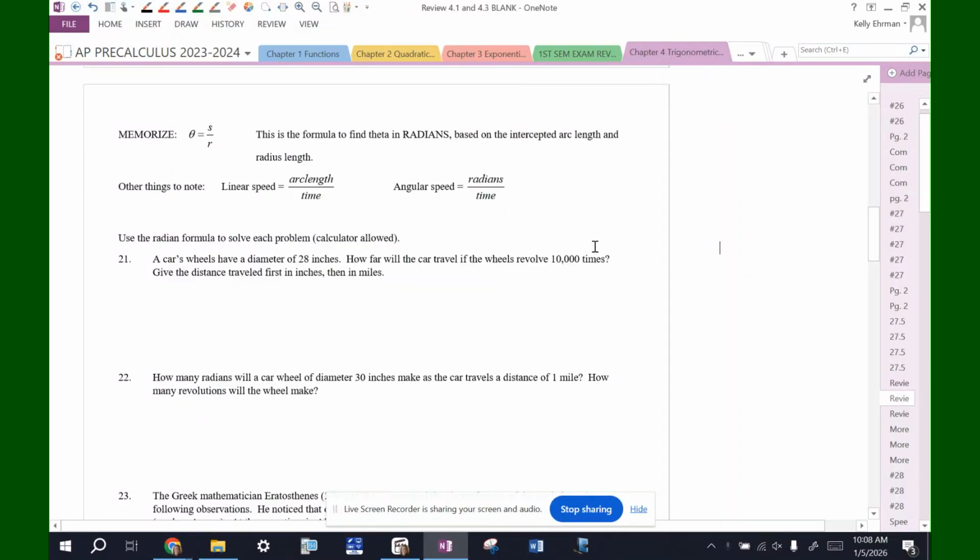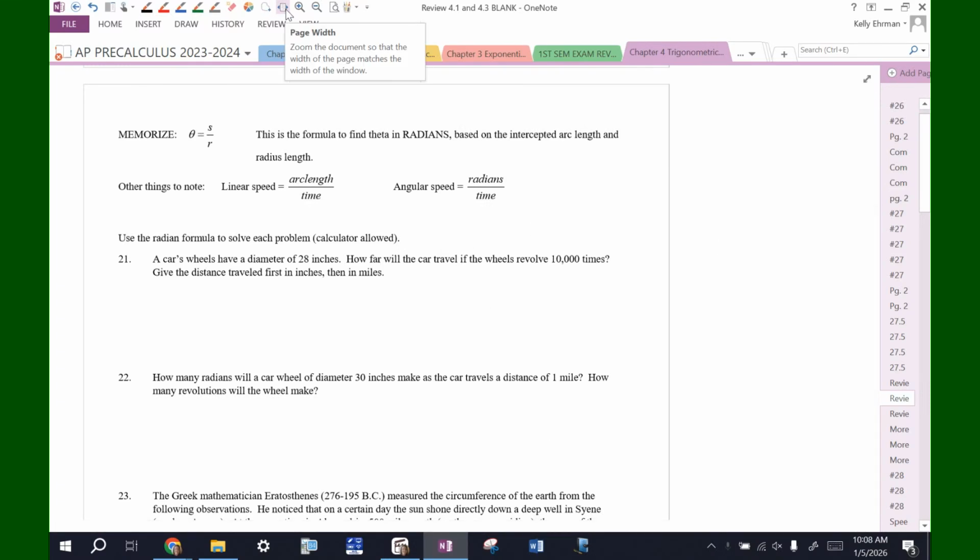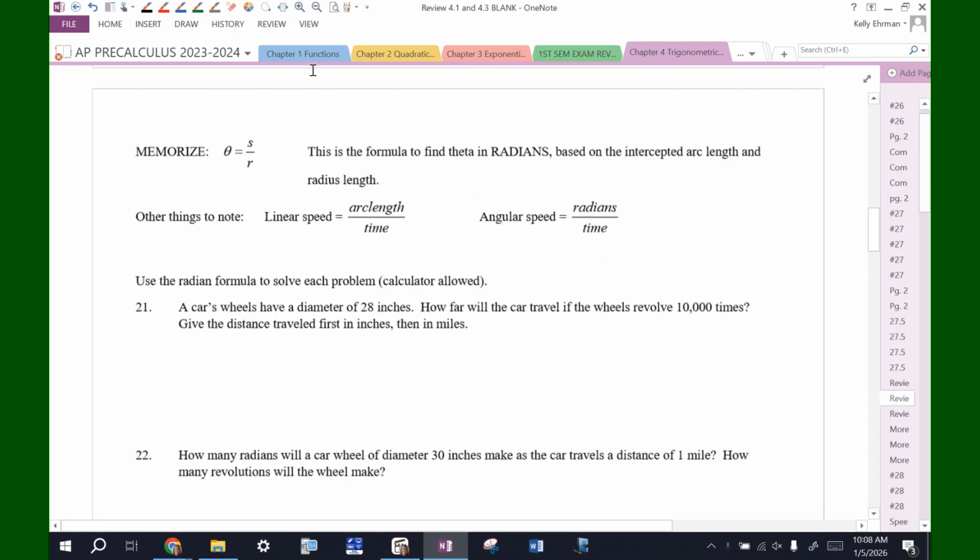All right, this is just the calculator section of the 4.1 to 4.3 review. I just wanted to do it with Desmos because my original key, I was using a graphing calculator. All right, so the first type of word problems we have are the arc length and angular speed, linear speed, that kind of thing if we're traveling on a curved surface.